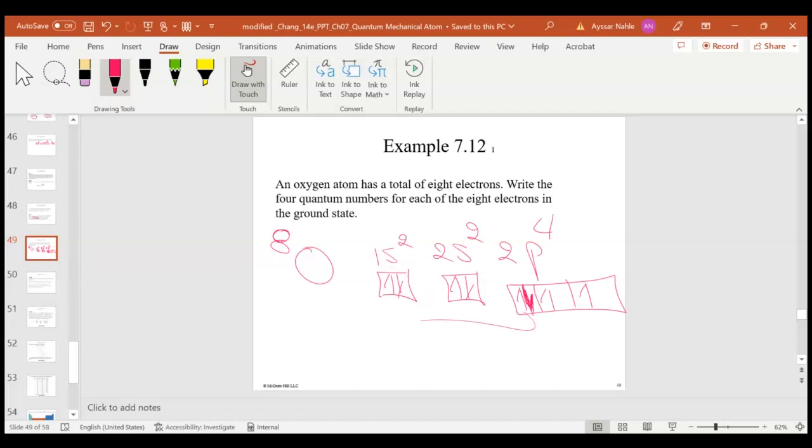Just for one of them. What will be the quantum numbers? n, l, ml, and ms. N equal to 2, bravo. L equal to 1, S, P. ml: minus 1, 0, plus 1. So that's equal to negative 1. ms, beautiful. Is it easy?